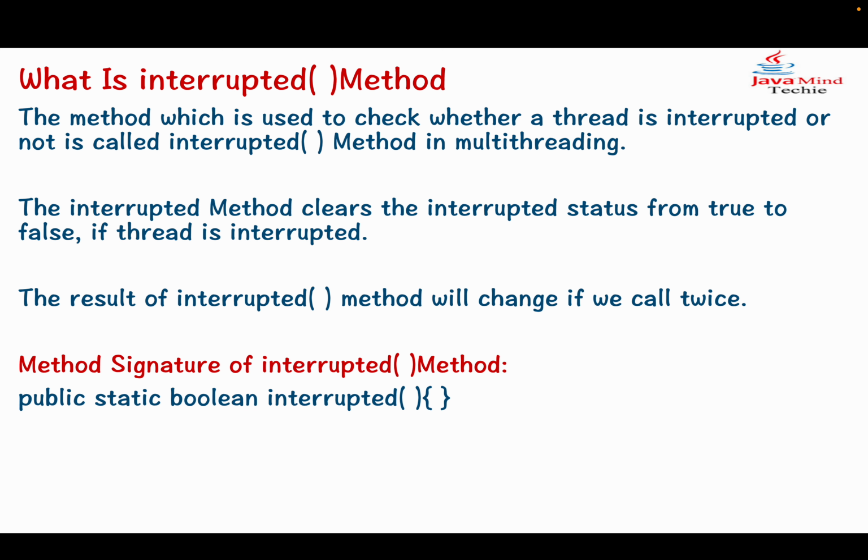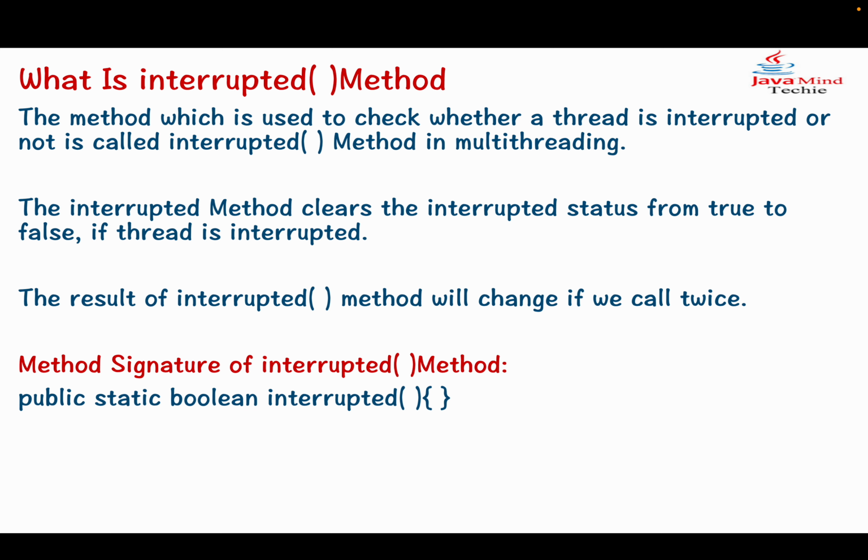See, when we call the interrupted method, we'll get some result, a response, right? That response will change if we call it twice. If we constantly call the interrupted method two times, the result will change, meaning true to false. I mentioned this in the previous point: the interrupted status will change from true to false if the thread is interrupted. So the same thing I mentioned here, the result of the interrupted method will change if we call it twice. This thing also I will show while writing the code.